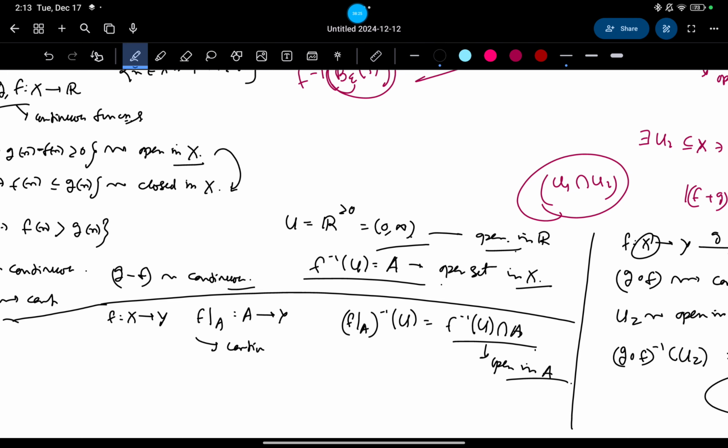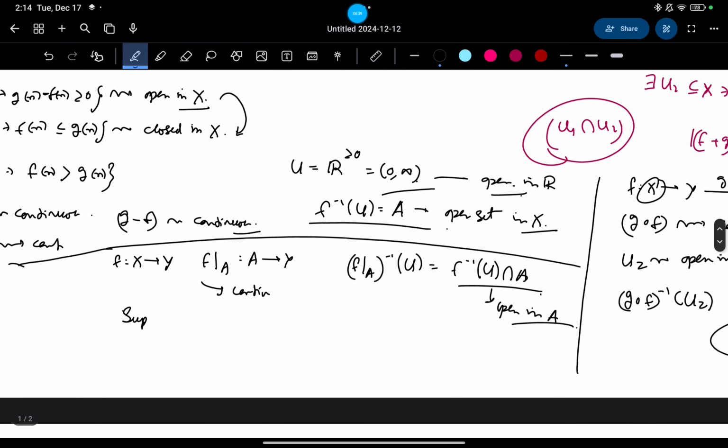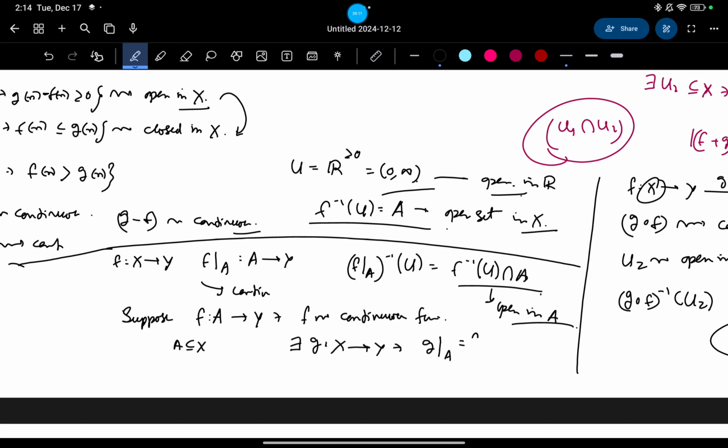But can we extend a continuous function in a certain way? There is a very important question: suppose f is a mapping from a certain set A to Y such that f is a continuous function, then does there exist any g from a subset of X to Y such that g restricted to A is f? So there is a question whether this is possible or not.